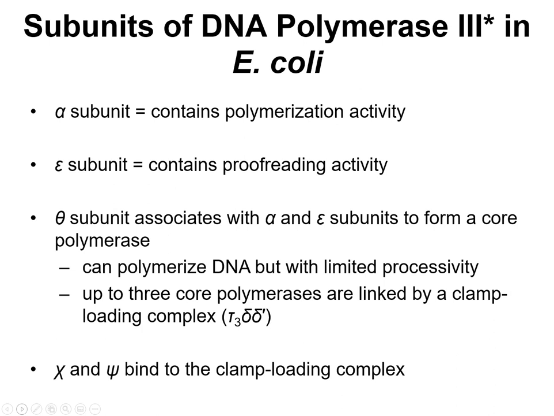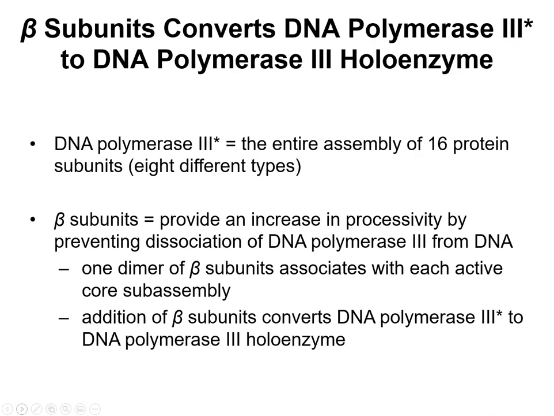So the core polymerase has the polymerase activity, proofreading activity, and it also has limited processivity. We've got a couple of other subunits that are the clamp loading complex, which load the beta subunit that allows it to clamp onto the DNA. The entire thing is an assembly of 16 protein subunits. There's 8 different types. So we're talking about a huge, huge enzyme.